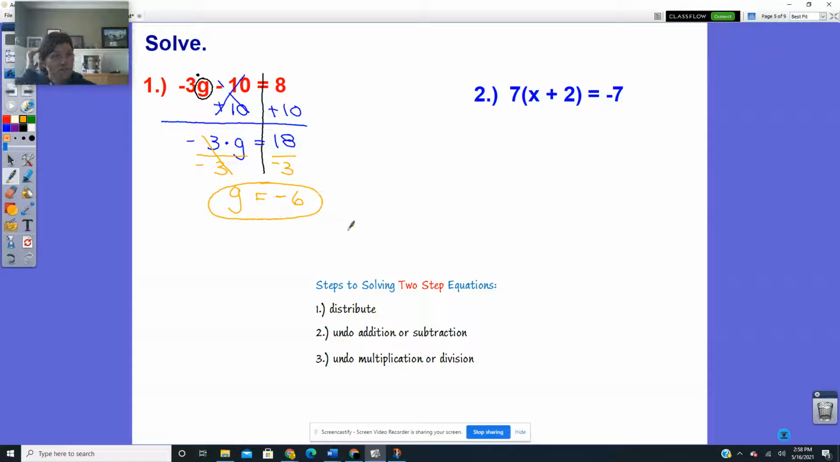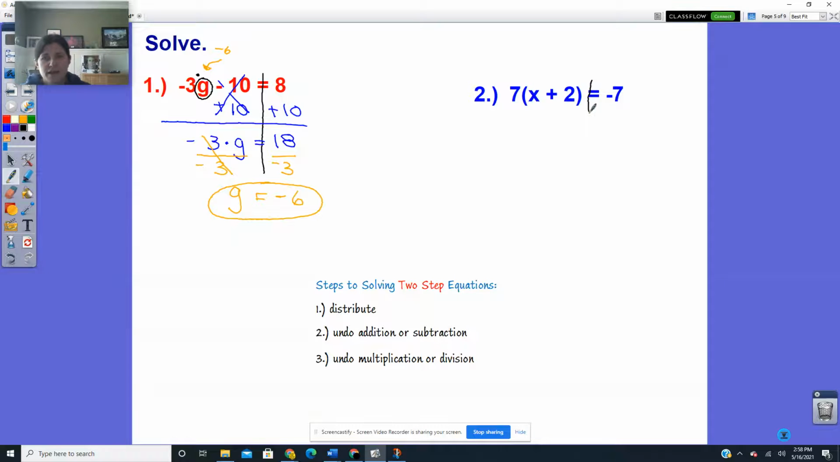For your calculations, we'd like you to use your Desmos calculator to make sure that you are not making calculation errors. And what this means is if I were to plug a negative 6 back in here for g, negative 6 times negative 3 minus 10 should give me 8. All right, let's take a look at number 2.